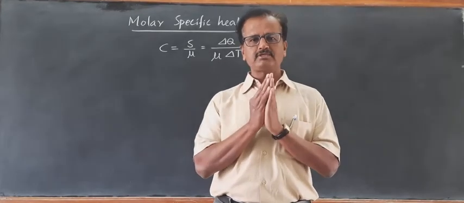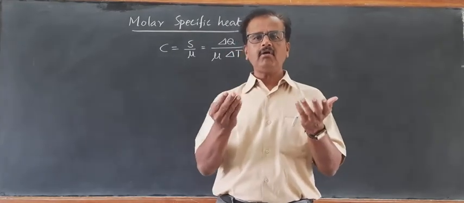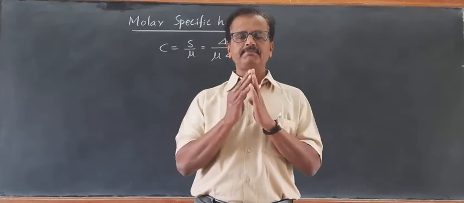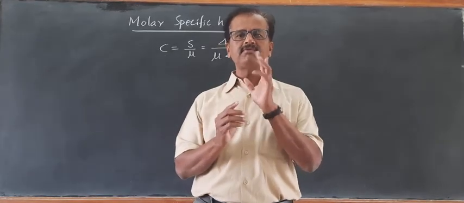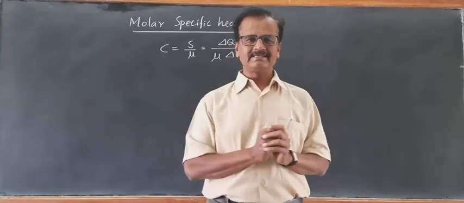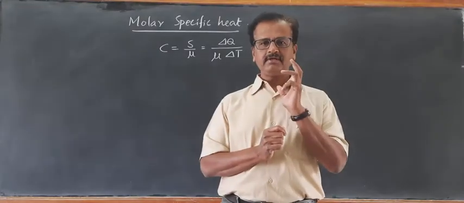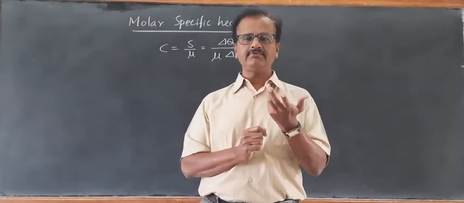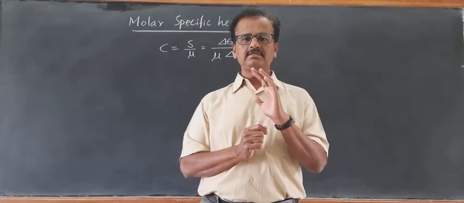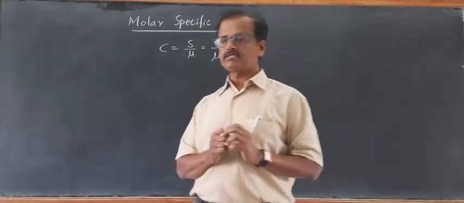So we define molar specific heat as the amount of heat absorbed or given off to change the temperature of a mole of a substance by 1 degree Celsius or by 1 Kelvin. The amount of heat absorbed or given off when a mole of substance changes its temperature by 1 Kelvin is called molar specific heat.